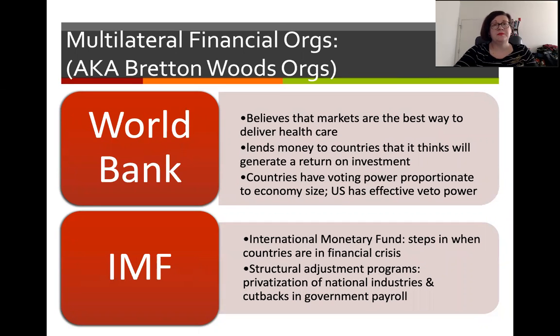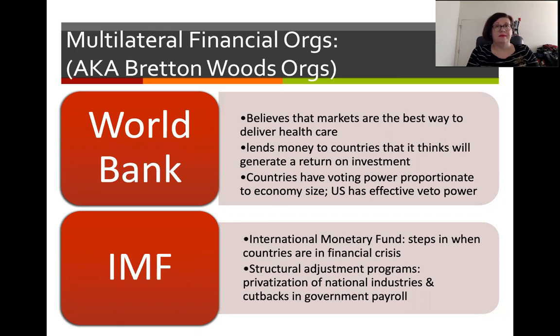The two major multilateral financial institutions are the World Bank and the International Monetary Fund, or IMF. They were created around the same time as the WHO and UNICEF, but have very different mandates than the WHO and UNICEF do. And they're referred to as the Bretton Woods organizations because they were founded following a conference at a fancy hotel in Bretton Woods, New Hampshire.